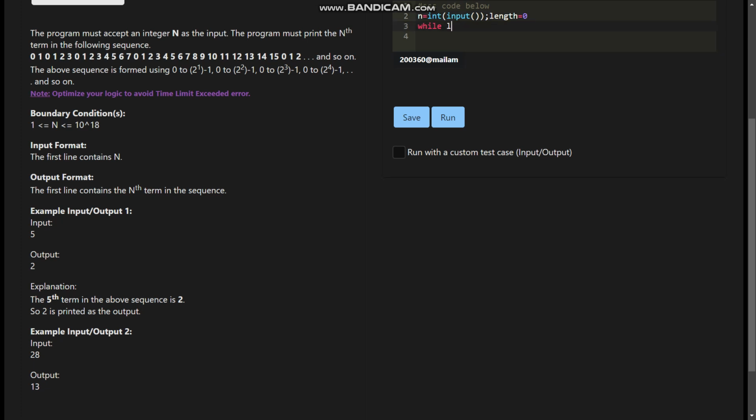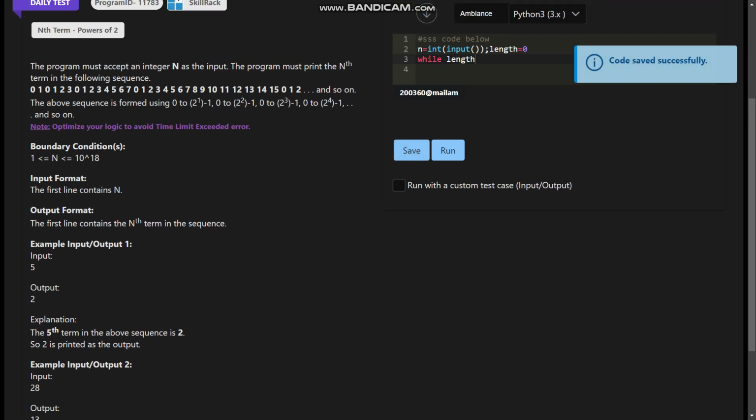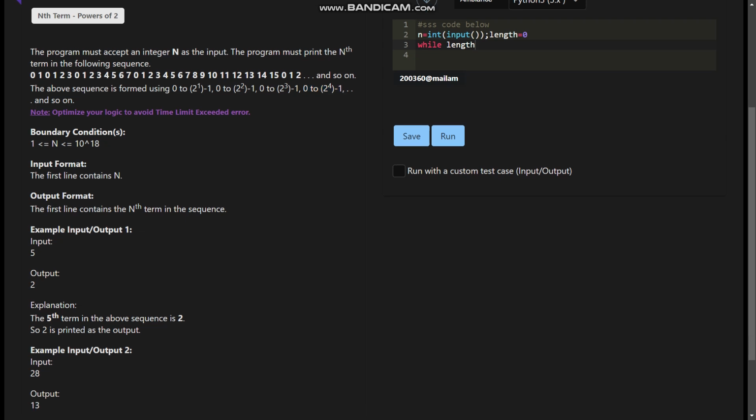The intention to solve the problem is first we keep on adding the number of terms: 0 to 2 power 1 minus 1, which will have two terms, then 0 to 2 power 2 minus 1, which will have four terms. In terms of powers of 2, the first set will have 2, then the next will have 4, then 8, and then 16. So it's like 2, 4, 8, 16 keep on getting added. By adding the length, we find at which place the term falls.